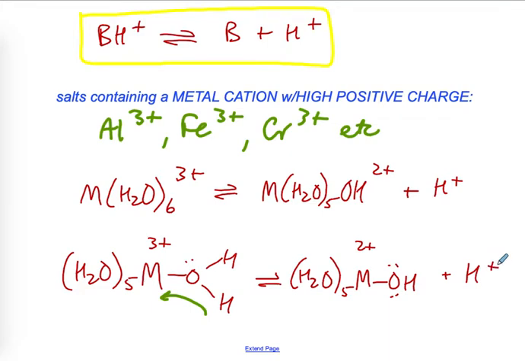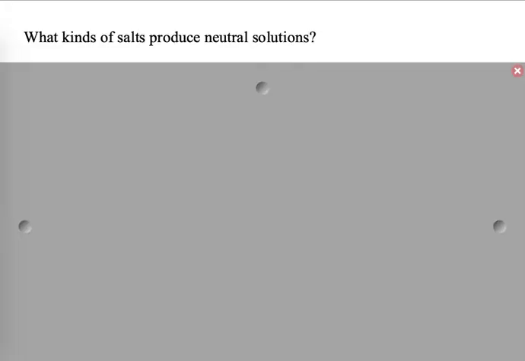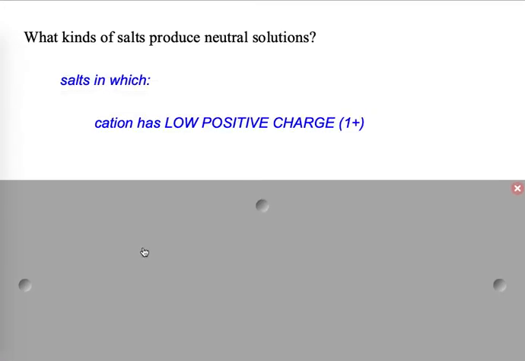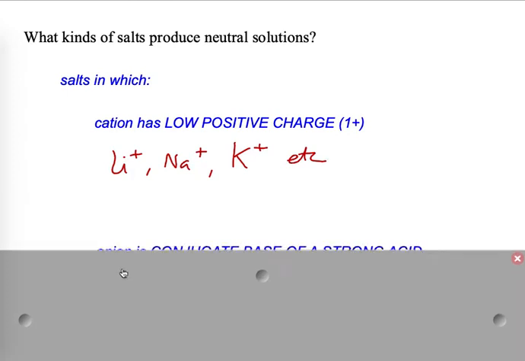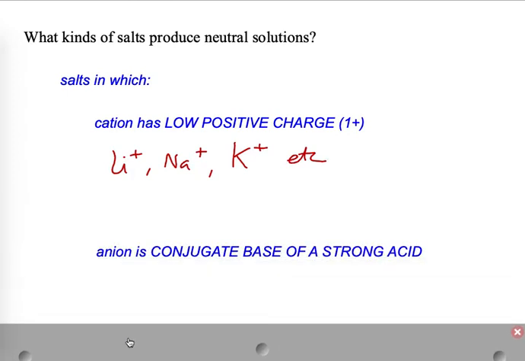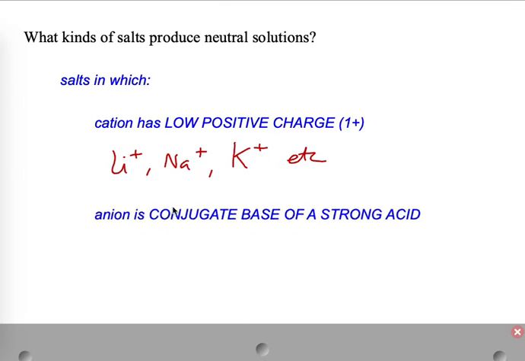So anytime you have a solution that contains a metal cation with a high positive charge, it will form an acidic solution. Now, what kind of salts produce neutral solutions? Well, salts in which the cation has a low positive charge. That would essentially include the alkali metal cations. So lithium plus, sodium plus, potassium plus, etc. These cations do not have sufficiently high positive charge to cause the polarization of the water molecule we saw in the previous slide. But also salts in which the anion is the conjugate base of a strong acid.